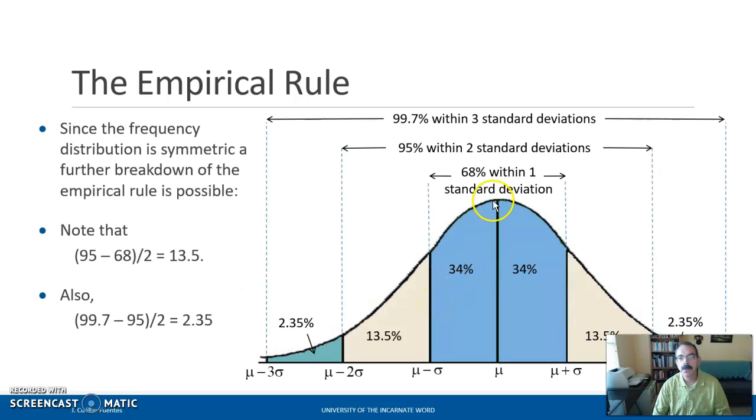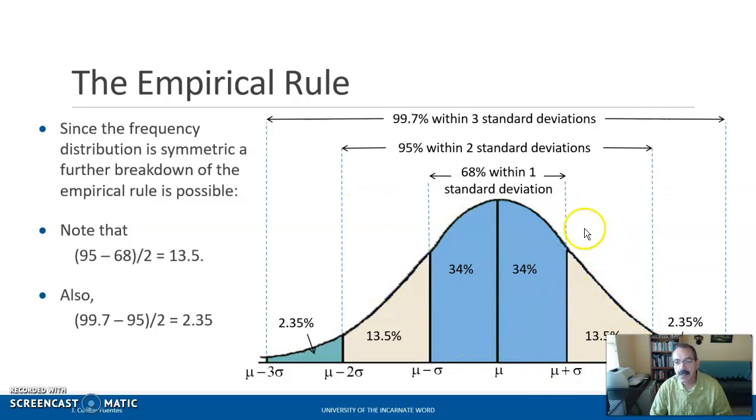So graphically, we're showing it here. The range between 1 standard deviation below the mean and 1 standard deviation above the mean, we have 68%. The range from 2 standard deviations below the mean to 2 standard deviations above the mean, we have 95%. And the range from 3 standard deviations below the mean to 3 standard deviations above the mean, we're going to have 99.7% of the data.